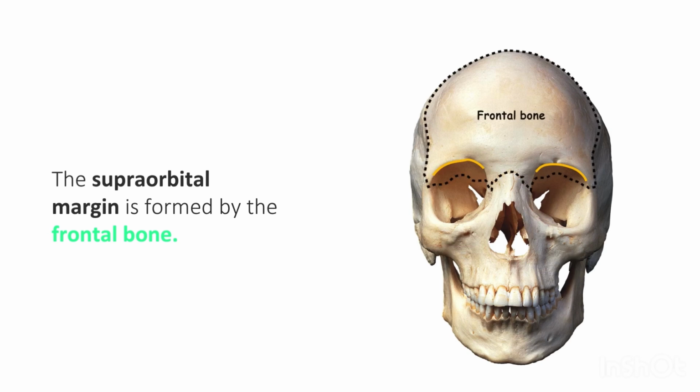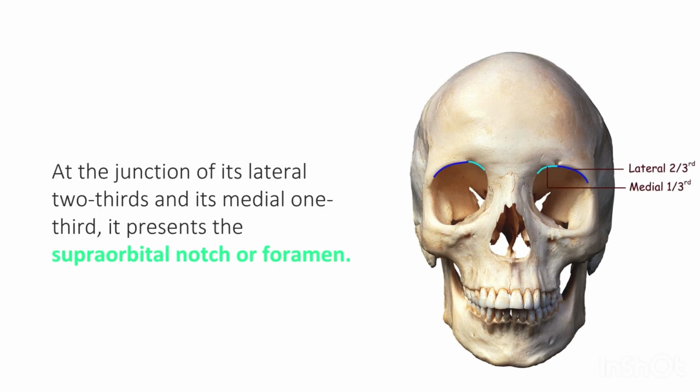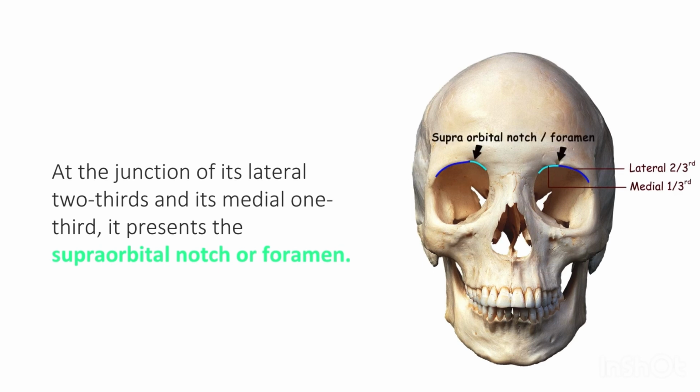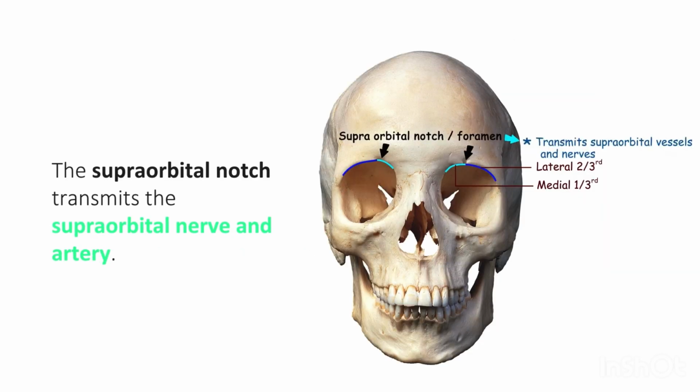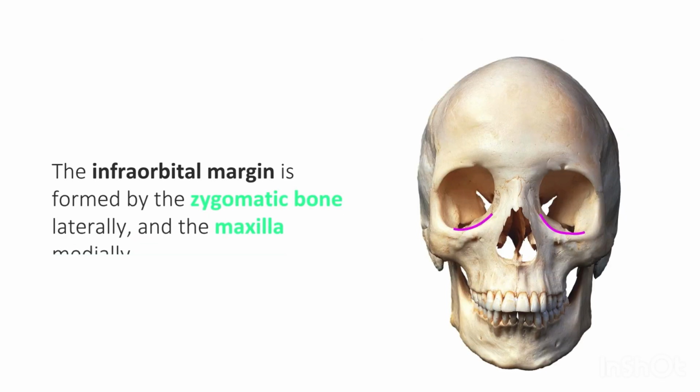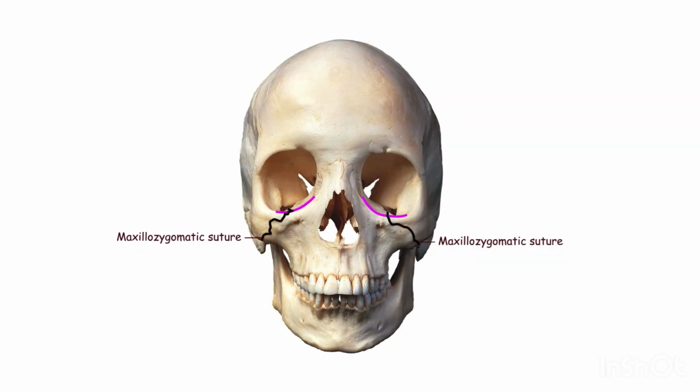The supraorbital margin is formed by the frontal bone. At the junction of its lateral 2/3 and its medial 1/3, it presents the supraorbital notch or foramen in some individuals. It transmits supraorbital vessels and nerves. The infraorbital margin is formed laterally by the zygomatic bone and medially by the maxilla. The maxillozygomatic suture is present inferior to it.